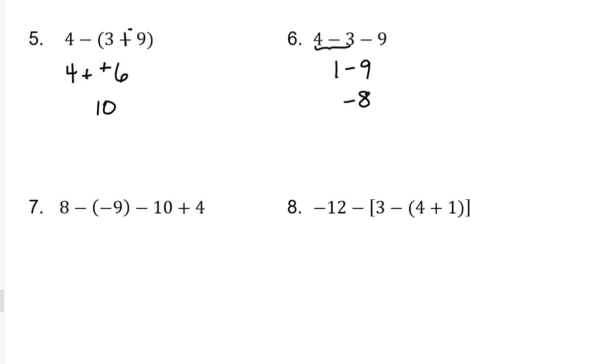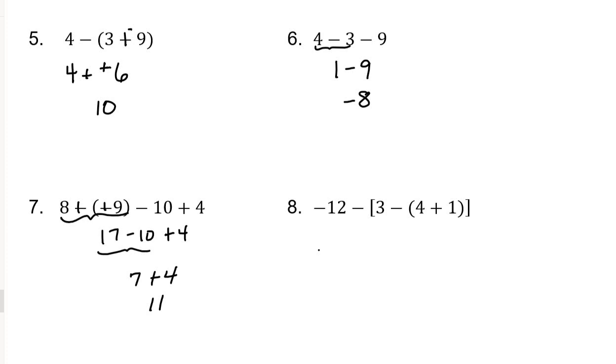Problem number 7, again, I have to do addition and subtraction from left to right. So the first thing I'm going to do is this 8 minus negative 9. Well, minus a negative is the same thing as plus a positive. So I have 8 and 9, which is 17. So I have 17 minus 10 plus 4. And it's very tempting to want to come over here and add the 10 and 4 first. But remember that we have to do this from left to right. So I have to do 17 minus 10 first and get 7, and then I have 7 plus 4, which is 11.